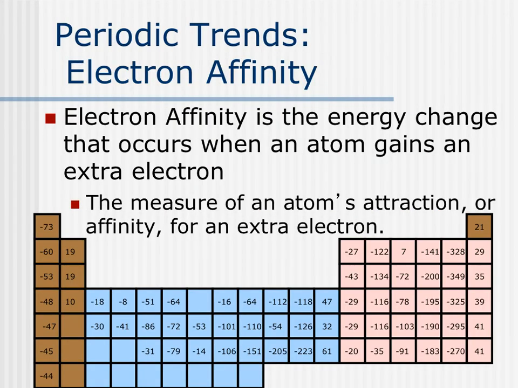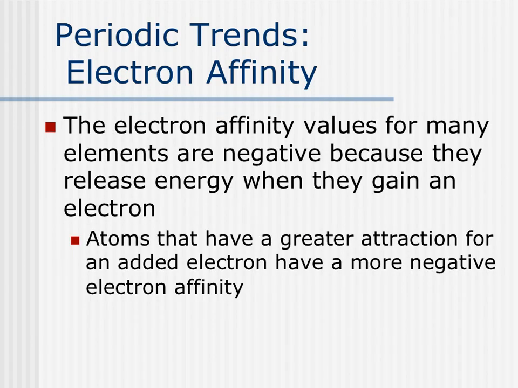Okay, we're almost done. 2 more trends to talk about. This one is called electron affinity, and it is the energy change that occurs when an atom gains an extra electron. It is the measure of an atom's attraction or affinity for an extra electron. Remember what we said about the alkali metals? They were wanting to lose their electrons, so the energy change is not going to be very big. Over here, though, notice that we have a dramatic change, it's much more stable when atoms gain electrons over here in the halogen section. So this is what I was trying to explain on that last slide.